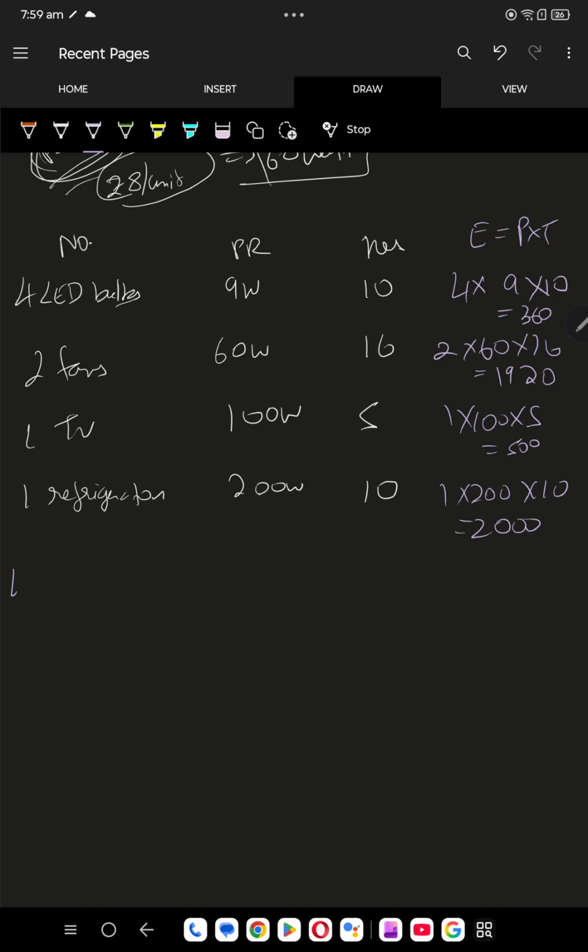Okay, so now let's calculate the final energy. Total energy is equal to 360 plus 1920 plus 500 plus 2000. This is going to give you 47... Wait, have I made a mistake anywhere? 360, 1920, 500, 2000. Yes. But the final answer shown here is something else. I don't know if it is my mistake or that mistake.